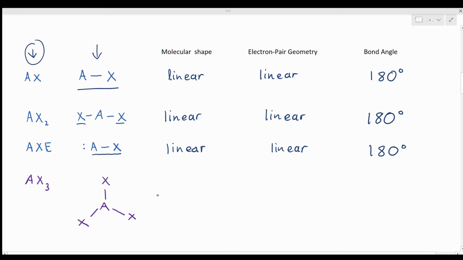Now moving on to AX3, this is when we have three things bonded to A. So in this case we have three outer atoms bonded to the central one. This we call trigonal planar. For the electron pair geometry, we also call this trigonal planar. So you can notice here that when we have no lone pairs, no E, the name for the molecular shape and the electron pair geometry are going to be the same. And now for the bond angle, the bond angle between these atoms is going to be 120 degrees.